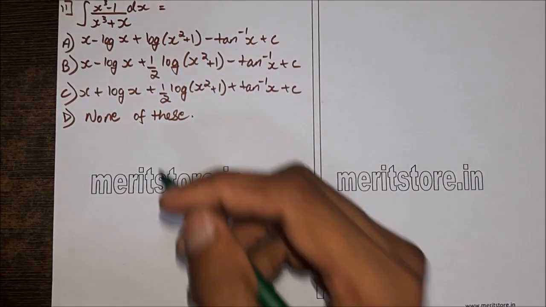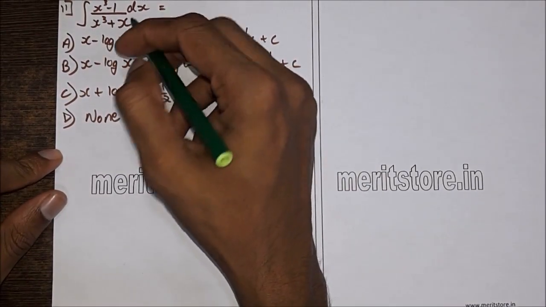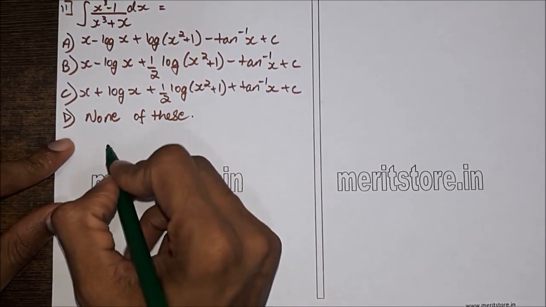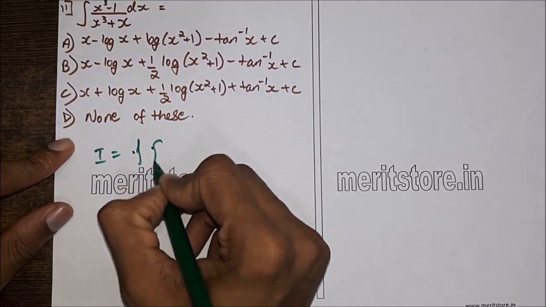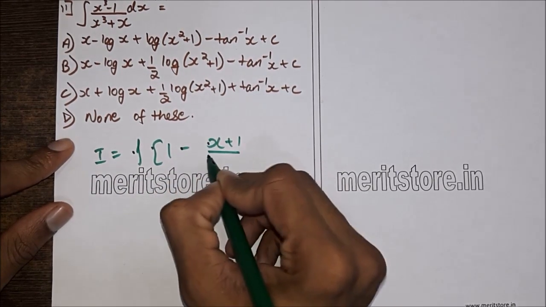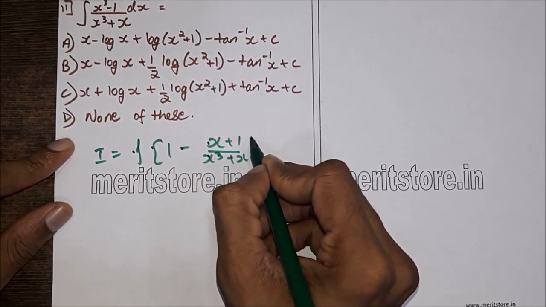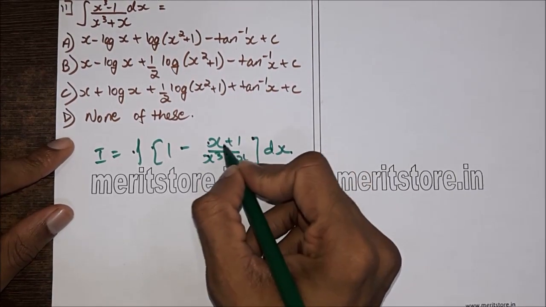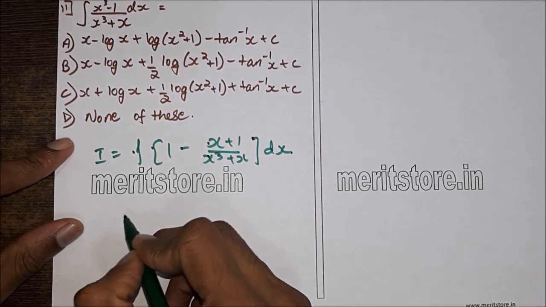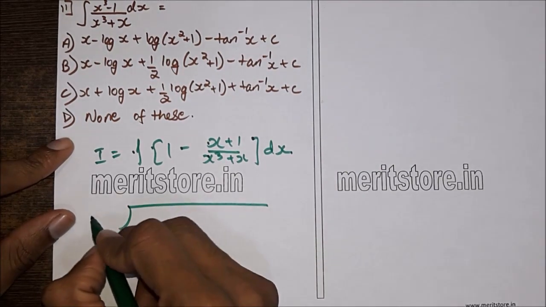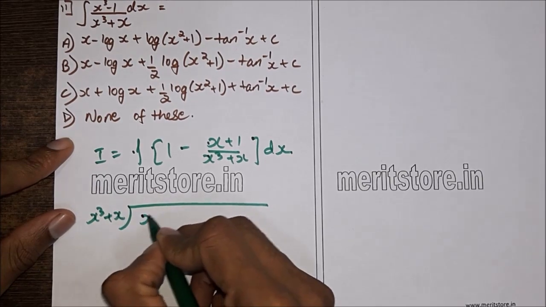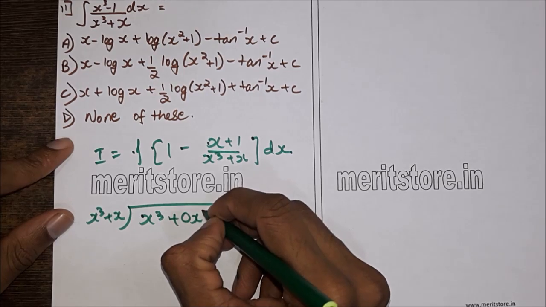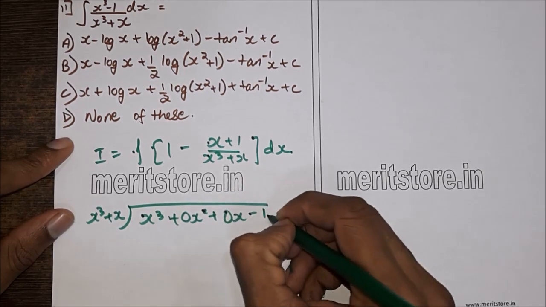Question 11. Integral x cube minus 1 upon x cube plus x dx is equal to, we can write this integral as I equal to integral of 1 minus x plus 1 upon x cube plus x dx. So we divide the numerator by denominator, we get x cube plus x, x cube plus 0 x square plus 0 x minus 1.